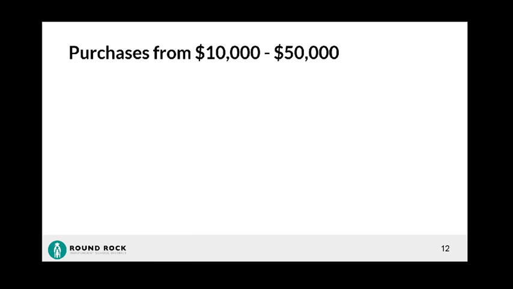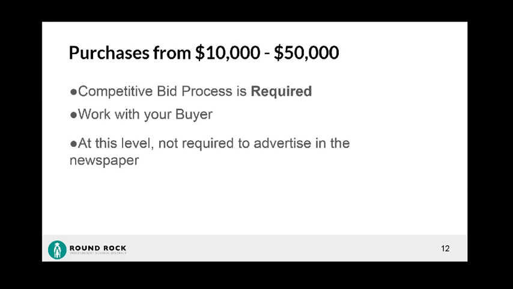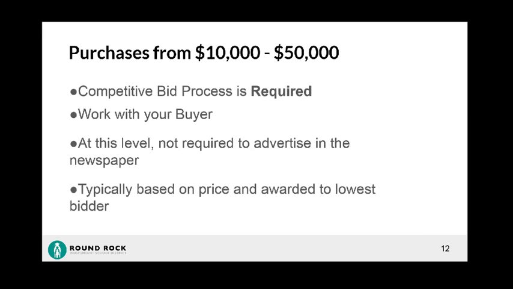For purchases in the $10,000 to $50,000 range, we do require a competitive bid process. At this range, you'll work with your buyer to go through that competitive bid process. At this level, we do not require that the bid be published in a newspaper. Anything over $50,000, however, does require to be published in the newspaper. Competitive bid processes in this range are typically based on price and awarded to the lowest bidder.